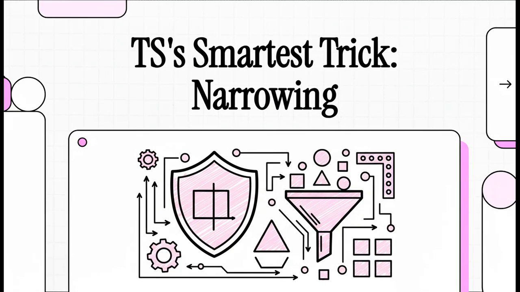Let's dive into one of TypeScript's absolute smartest tricks. It's a feature that, honestly, can sometimes feel like a roadblock, but it's actually your secret weapon for writing code that's safer and way, way smarter. It's called narrowing, and together, we're about to crack the case.